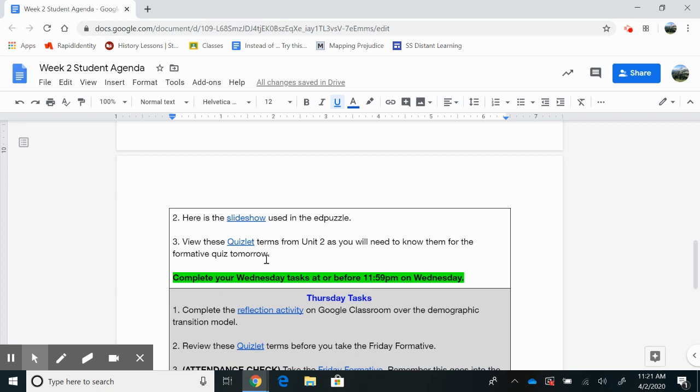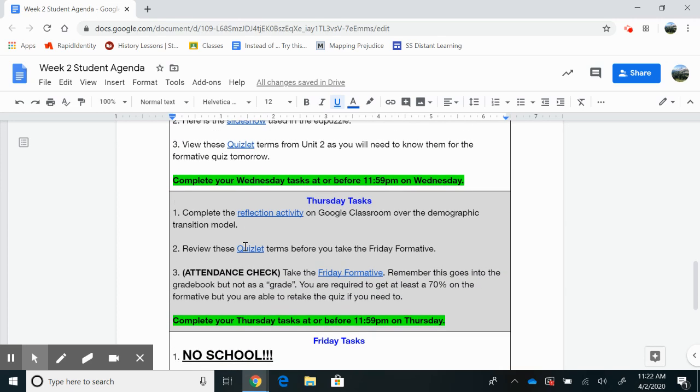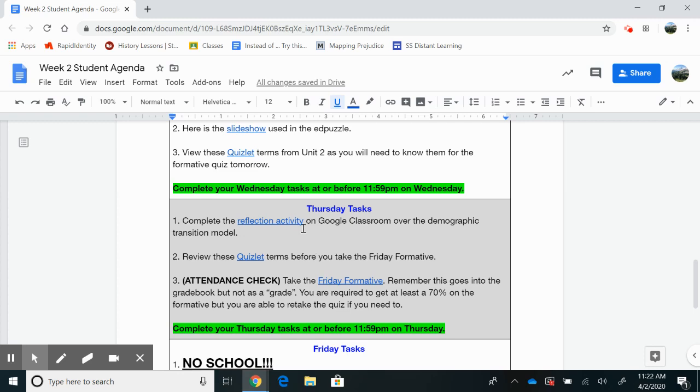And then finally, you need to review Quizlet terms, because there is no school Friday, and so our Friday formative is going to be pushed up to Thursday. So you need to start reviewing those.